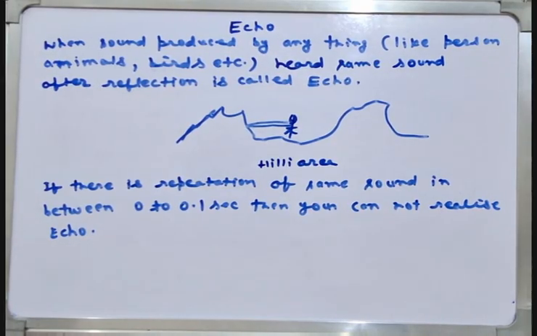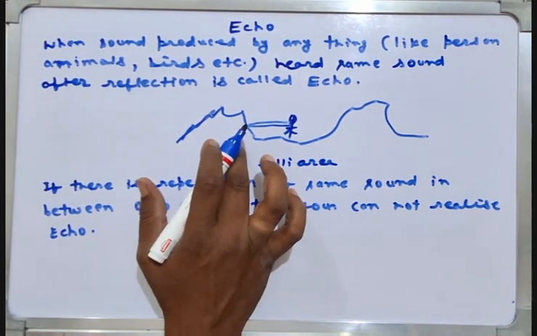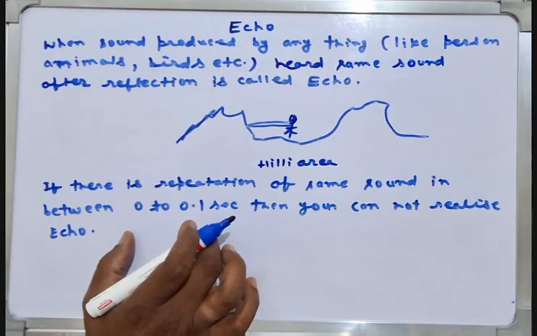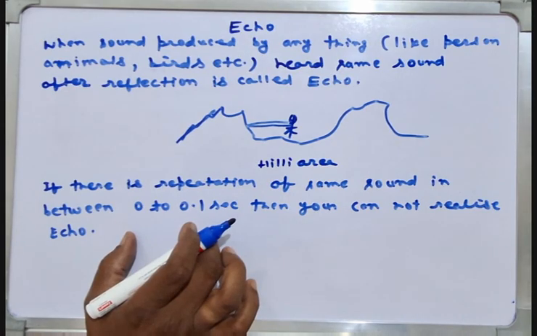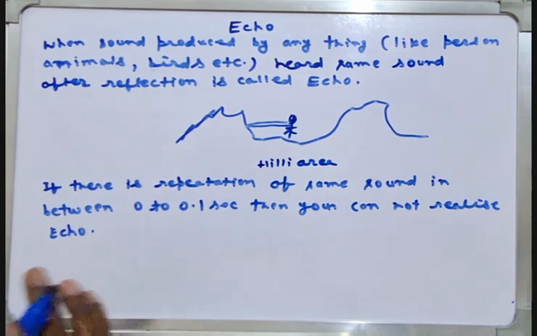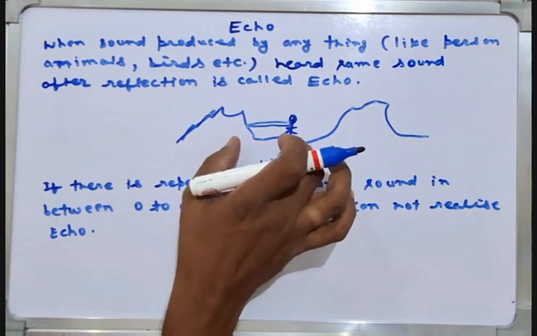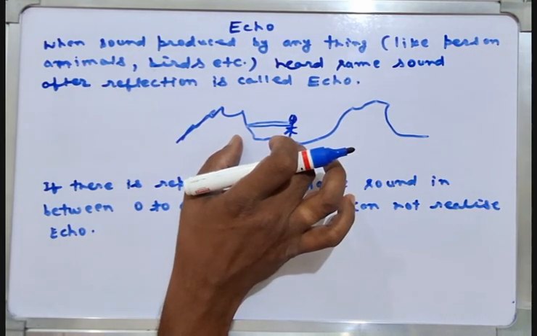It means when a sound wave strikes here and returns back within 0.1 second, then you cannot hear the echo, because our mind is like that. If something happens within this interval, it cannot recognize it. So guys, what will be the minimum distance so you can hear the echo?